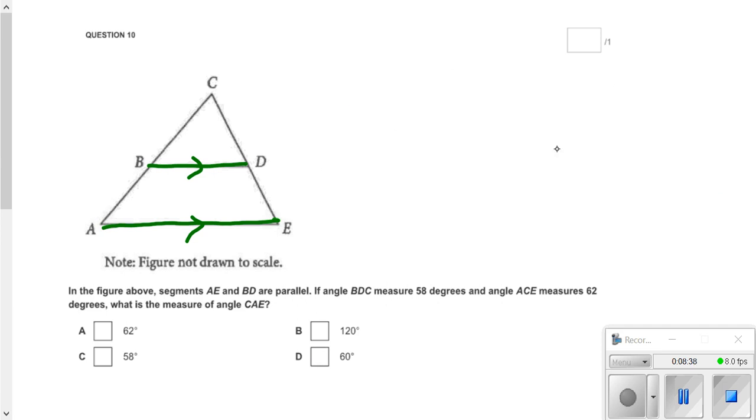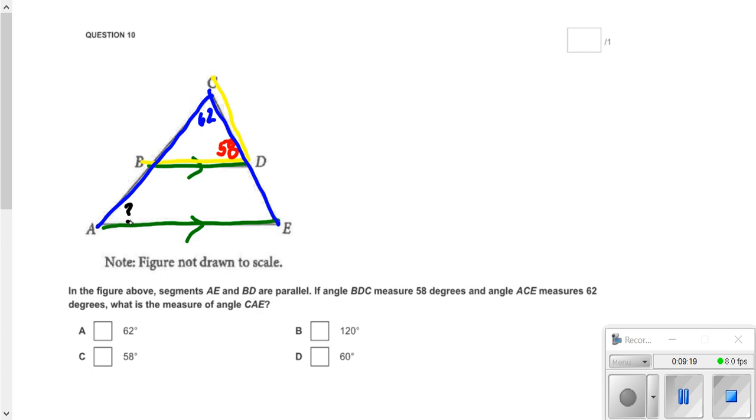Okay, so in this we have parallel lines, and it says angle BDC. So I have to figure out where that is. BDC, that angle. So see how I read that? The letters in order tell me where I'm talking about. So angle BDC is 58 degrees. And then it said angle ACE. So I'm going to read that: A to C to E measures 62. And then they want to know the measure of CAE. CAE would be this angle down here.